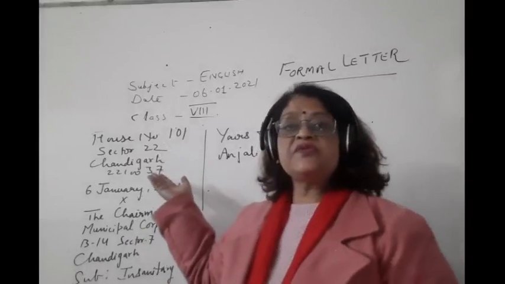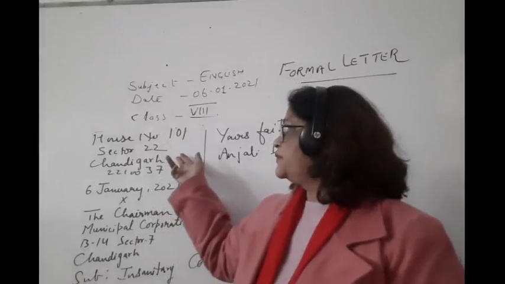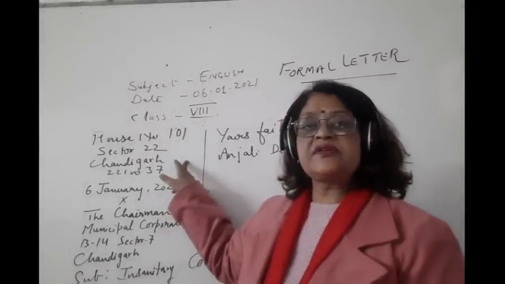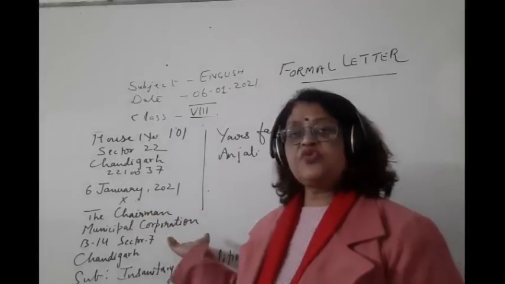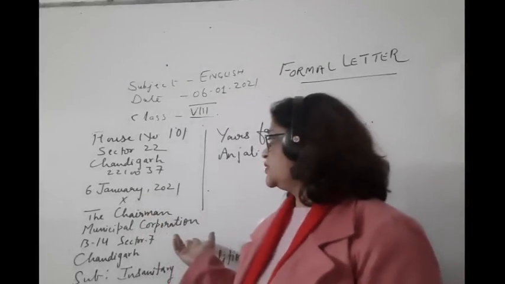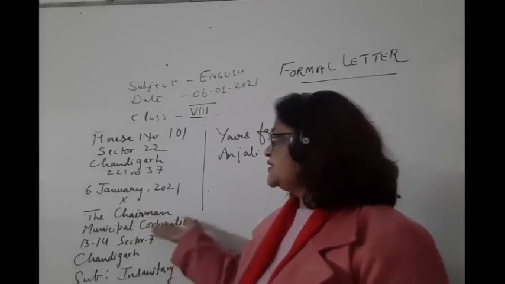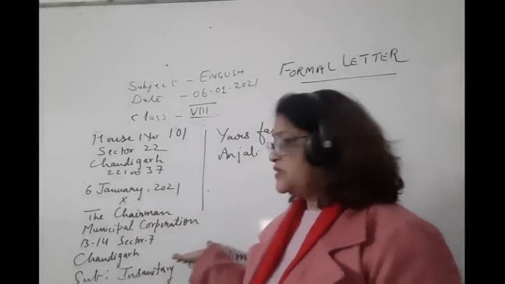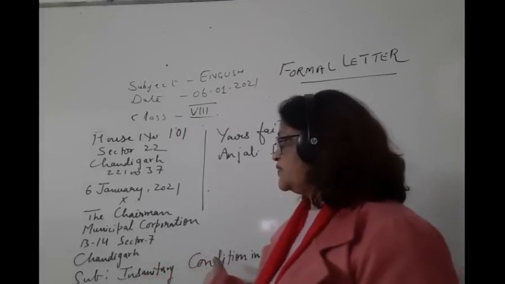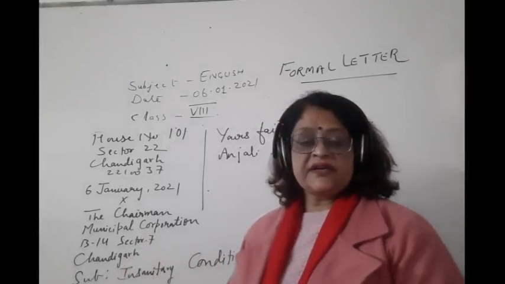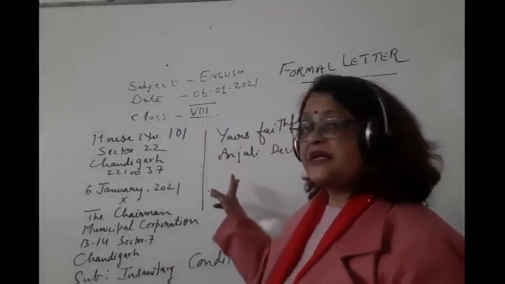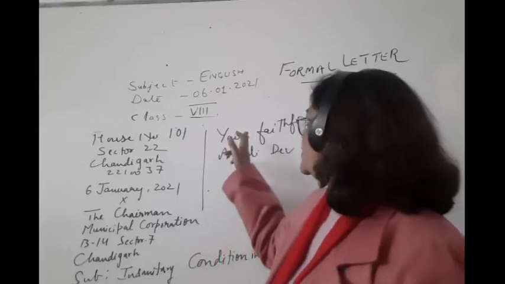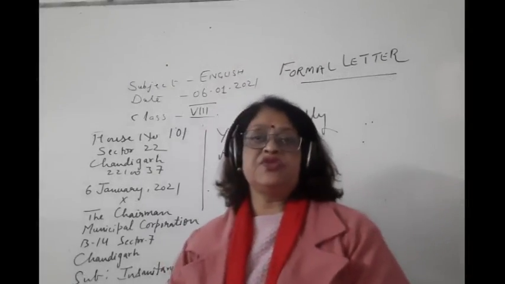Now, so many things were given here. Children, here the sender's address was there, so we don't have to think. Then, children, to whom you have to write: the chairman of the municipal corporation. Okay, this address was there. So we have written the subject, we have written it in brief, it is clear, and the body of the letter I have discussed with you. And finally, children, your subscription and your name. Remember, don't put any apostrophe in yours.